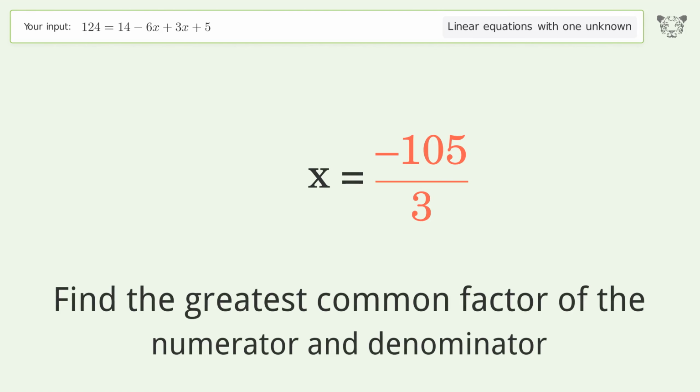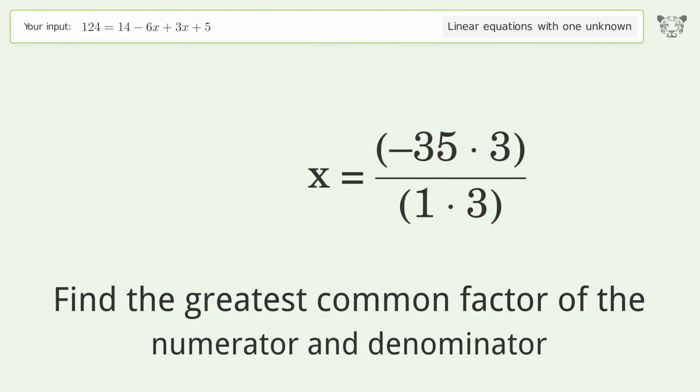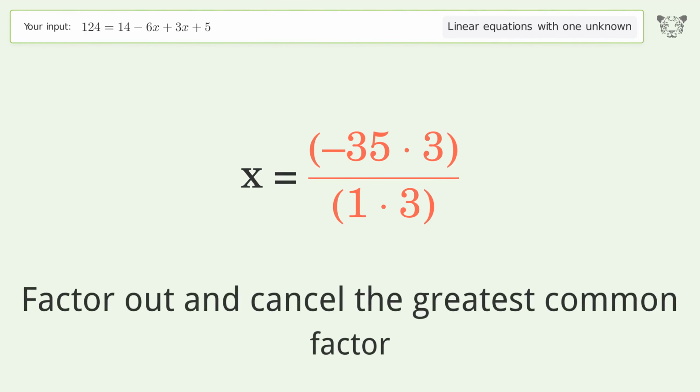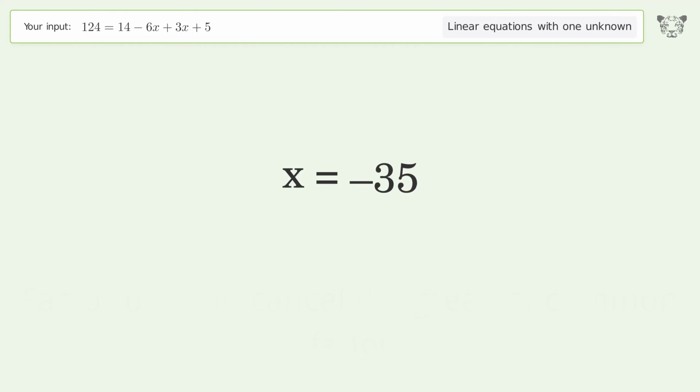Find the greatest common factor of the numerator and denominator. Factor out and cancel the greatest common factor. And so the final result is x equals -35.